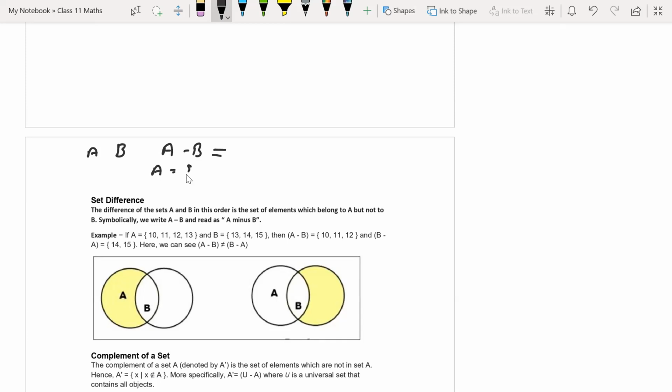set A has elements 10, 11, 12, and 13. And B has elements 13, 14, 15. Then A minus B is equal to 10, 11, 12.